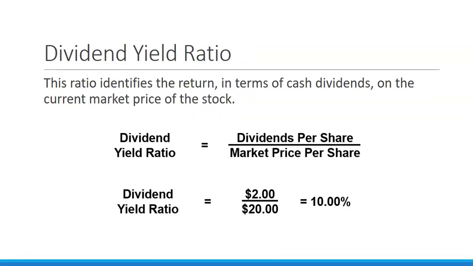Dividend yield ratio is dividends per share divided by the market price per share. This identifies the return in terms of cash dividends on the current market price of the stock. It can also be used to calculate what future growth of the stock will be based on what dividends are paid compared to the market price.